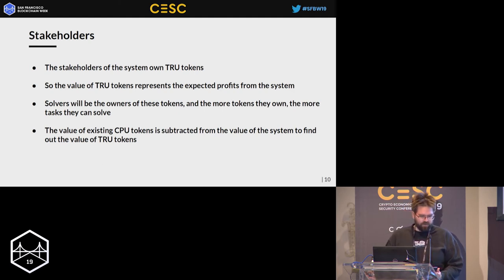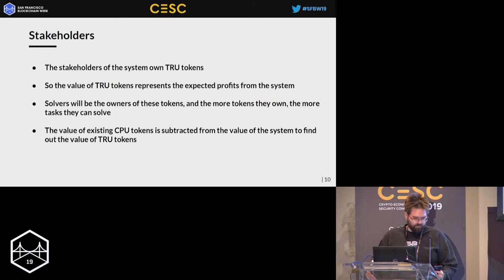So let's consider what this tokenization of deposits would mean. In this case, the deposits can only be made in a special token called the true token. So now the stakeholders of the system own true tokens, and the total value of true tokens can be considered to represent the expected profits from the system. Solvers will be the owners of these tokens, and the more true tokens they own, the more tasks they can solve.